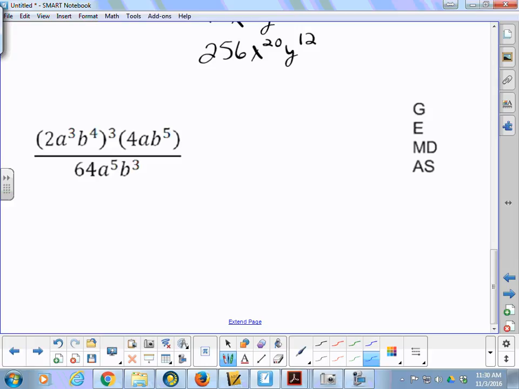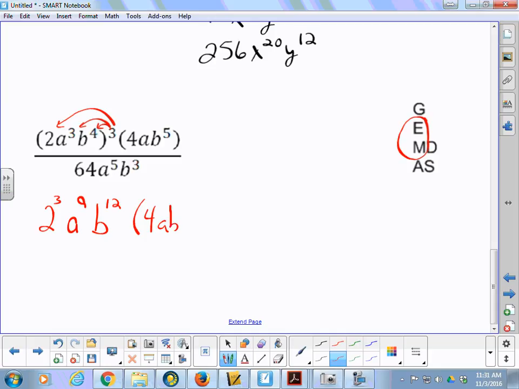All right, so first of all, we have to use our grouping. So we're doing this GEMDAS again, all right? We're grouping. So the first thing we have to do is we have our exponent and we're going to multiply. So I'm going to write that in red. So we have 2 to the 3rd power, a to the 9th power, b to the 12th power, because we're going to distribute that 3, we're multiplying it by each of those exponents. All right, there's our E and M of this. So what do I still have? I still have times 4ab to the 5th, and I still have 64a to the 5th b cubed.